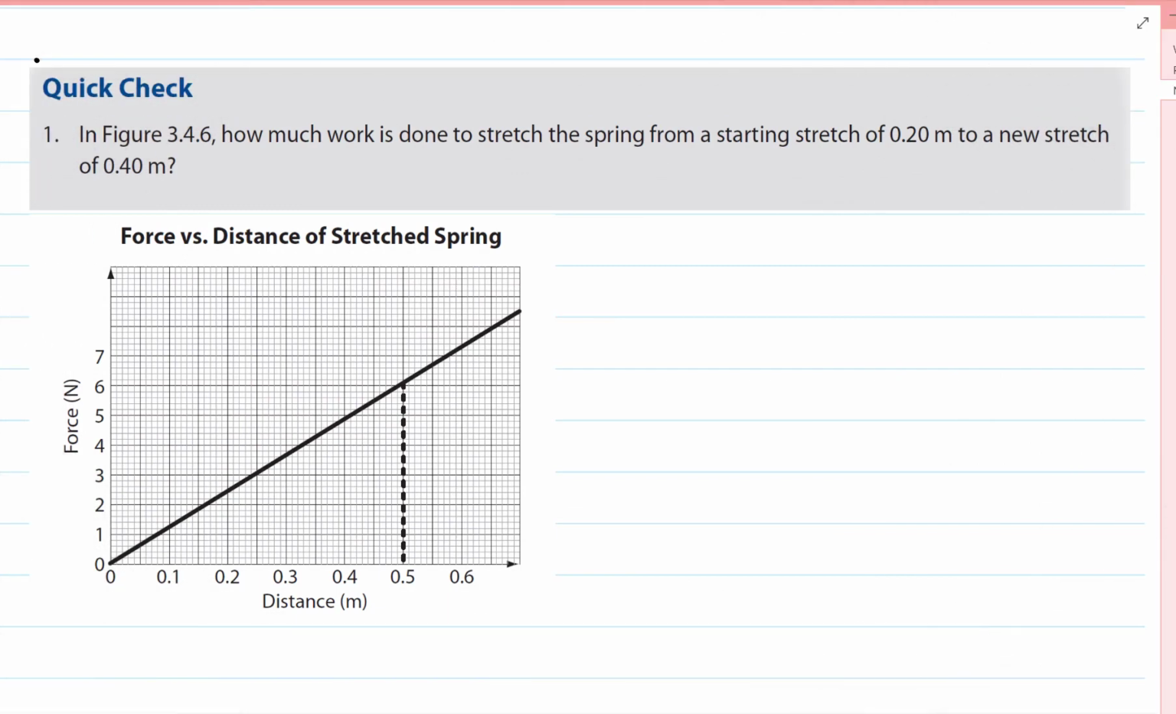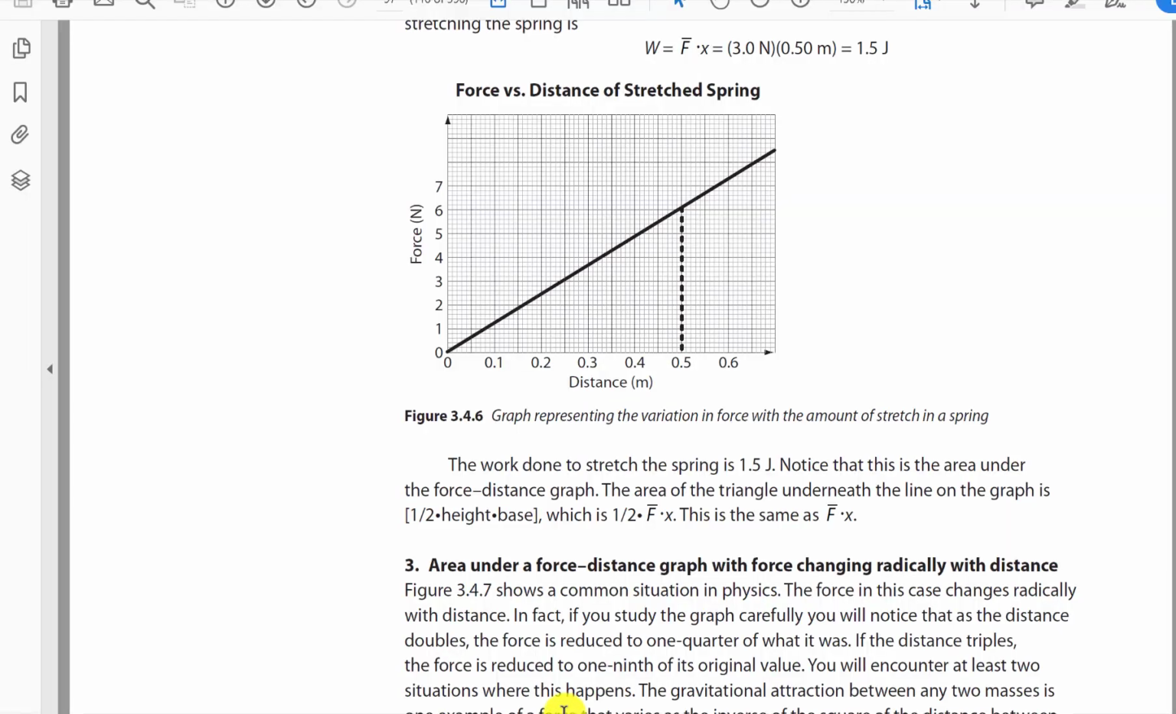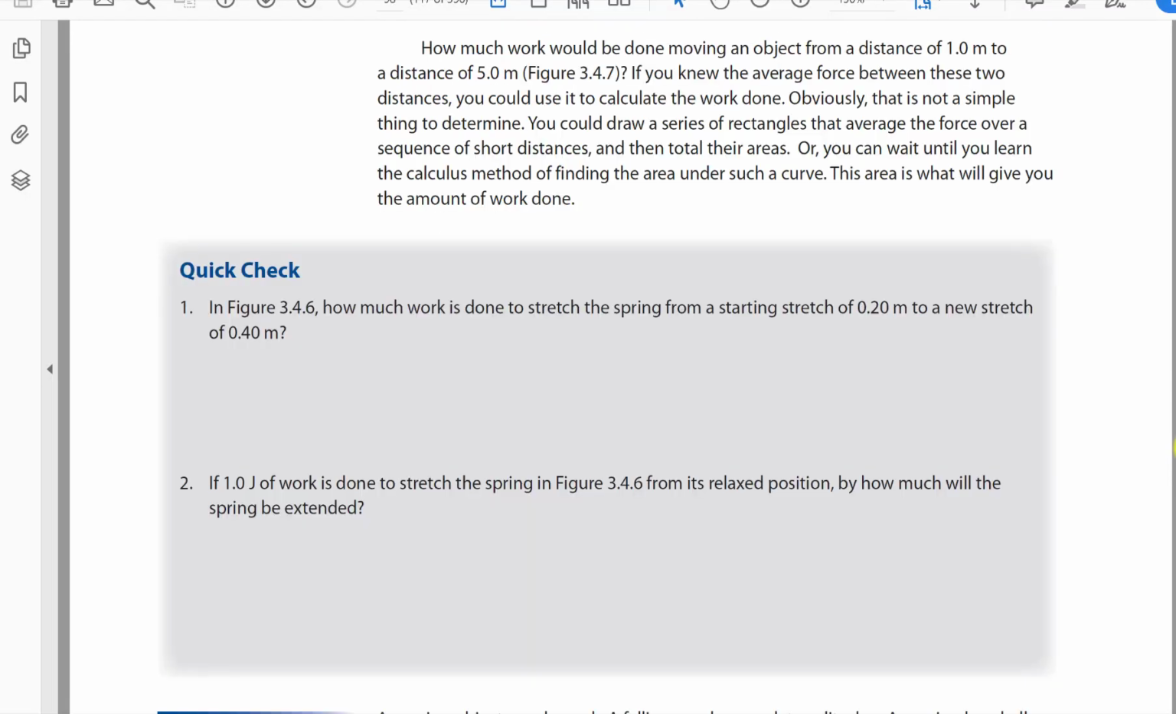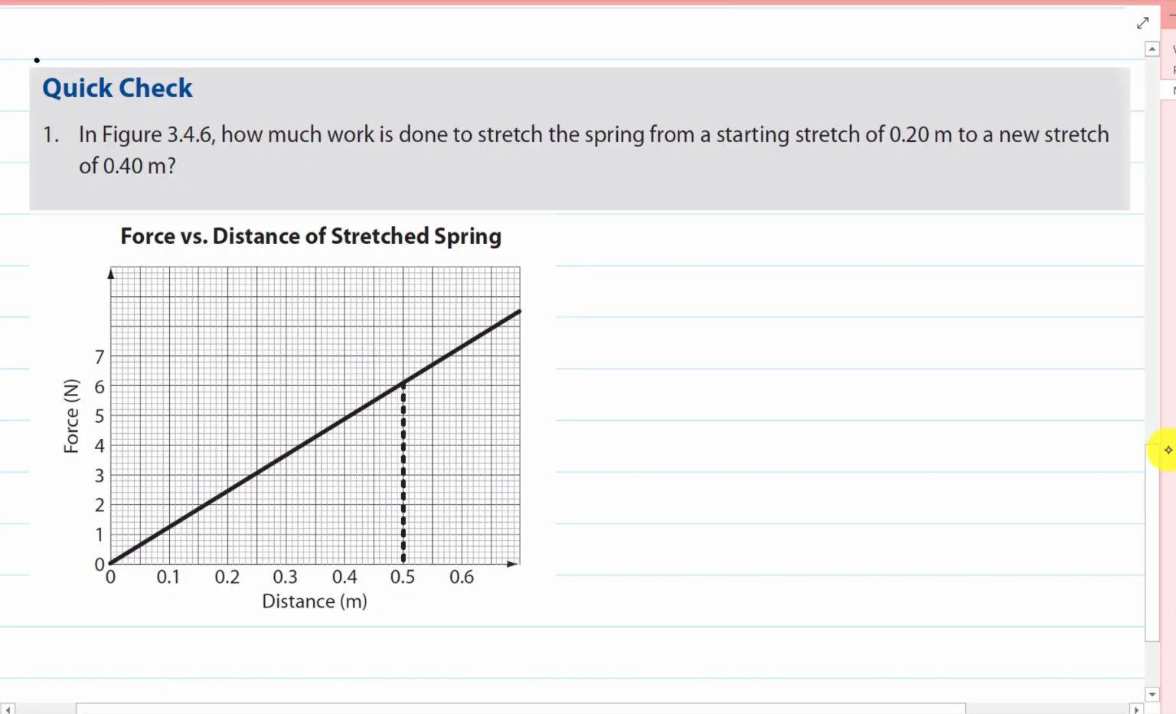Welcome back, physics fans. This is question number 1 on page 98 from the workbooklet. So in this picture down here, how much work is done to stretch the spring from a starting stretch of 0.2 meters to a new stretch of 0.4 meters?